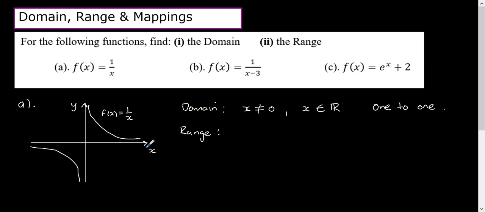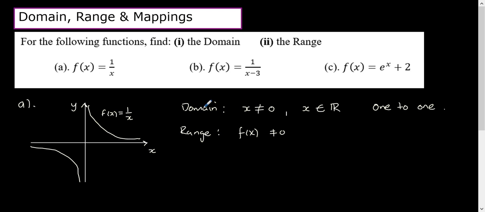There is one y value that will never happen in this graph, and again, it's 0. And so we're going to describe the range as this. We've got f of x is not equal to 0. That's our range.